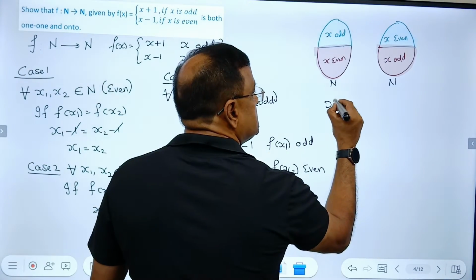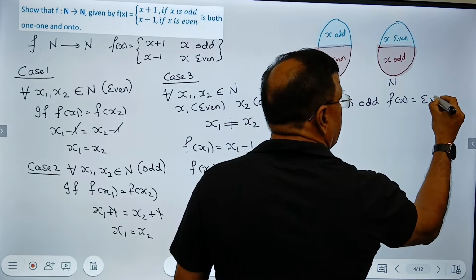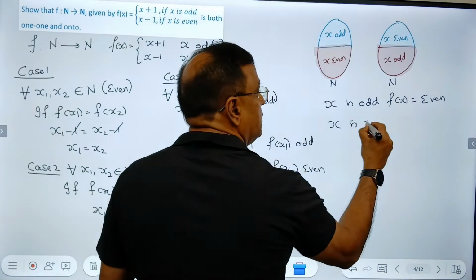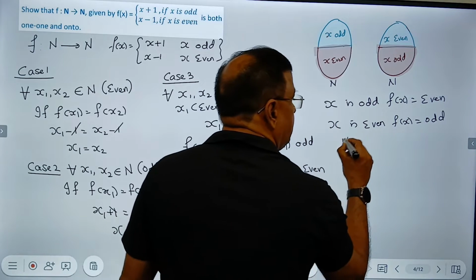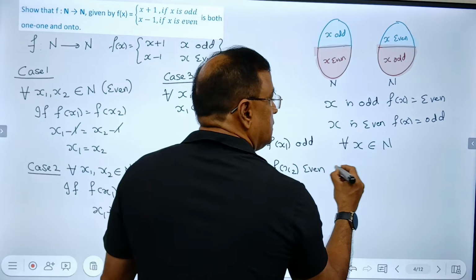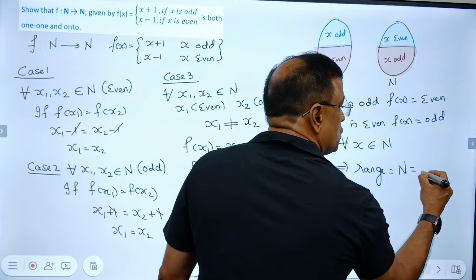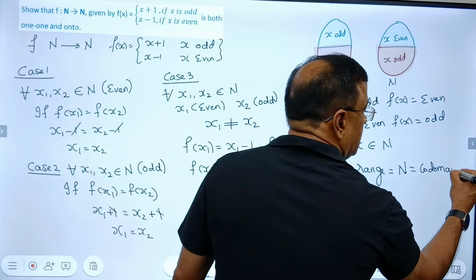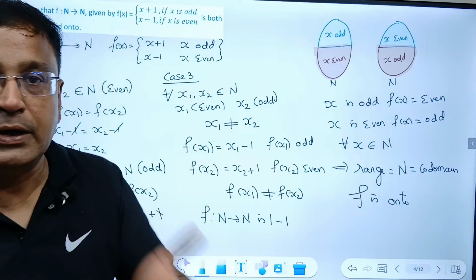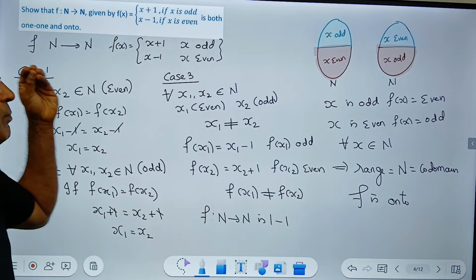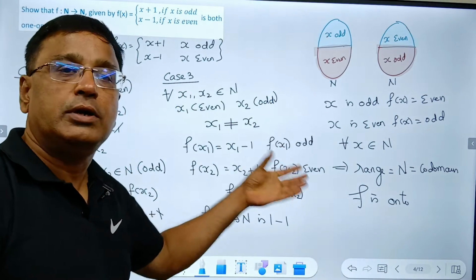So when x is odd, f of x is even. If x is even, f of x is odd, for every x belonging to natural numbers. This implies my range is the entire set of natural numbers, which is also the codomain. Therefore, clearly, f is onto. So this is one of the most important questions in the NCERT book, and it has come in the board exam also. So very, very, very important. I hope you understand this.